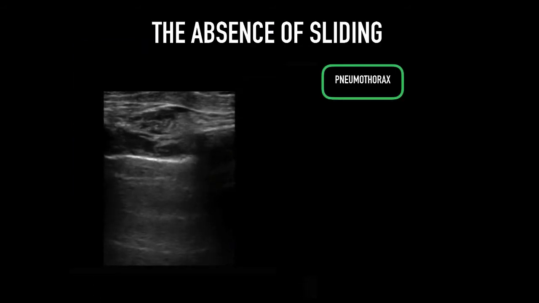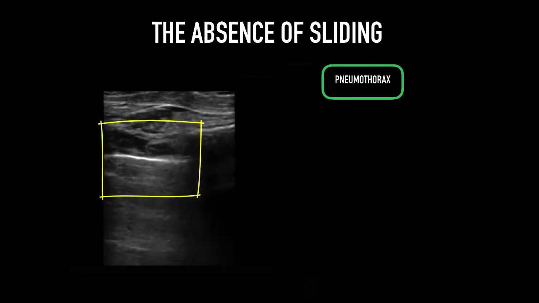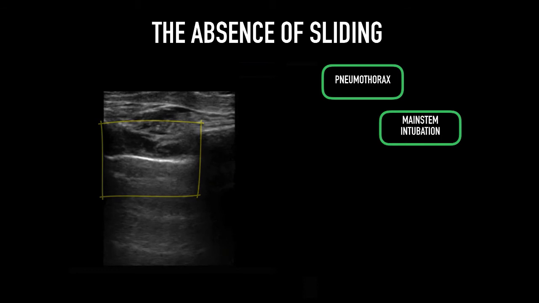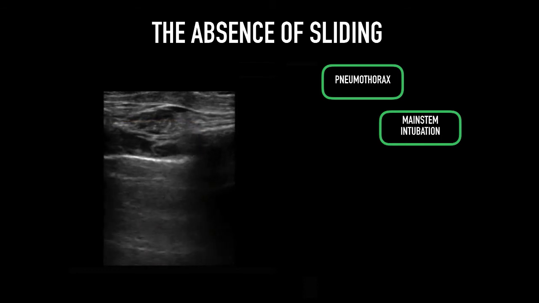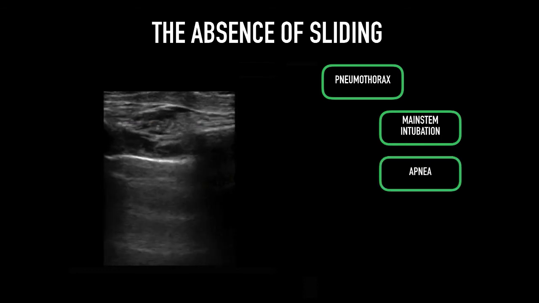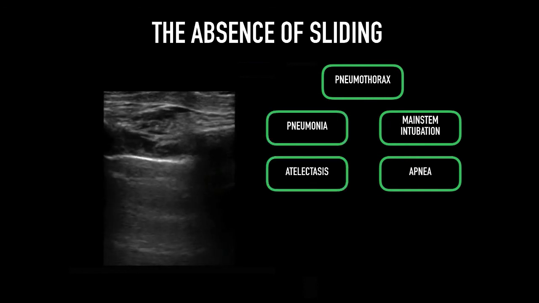The absence of sliding is non-specific. We know pneumothorax is obviously a cause. We can see in this image here, this is a silent pleural line, and there's no scintillation occurring. Obviously, with main stem intubation, which is more likely to occur on the right, we can see a lack of sliding on the left. Apnea, of course, because there's no pulmonary insufflation. With significant localized pathology like pneumonia or atelectasis, we can see a lack of sliding, generally in a focal area. This is often accompanied by other signs.